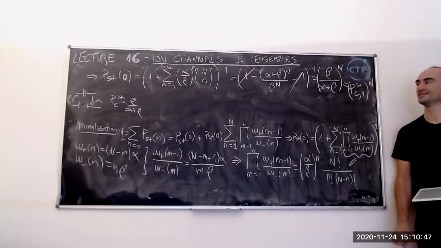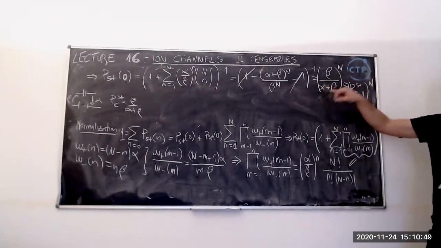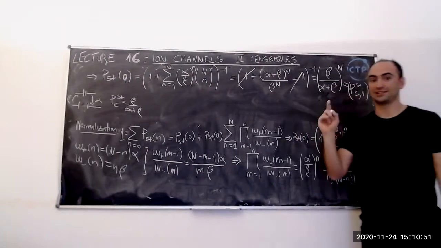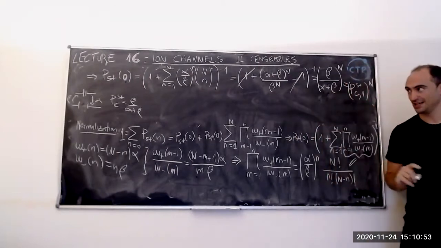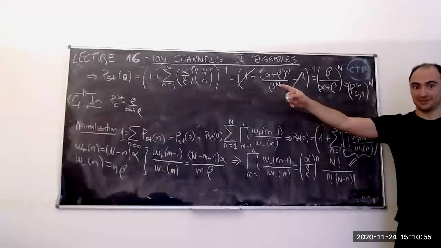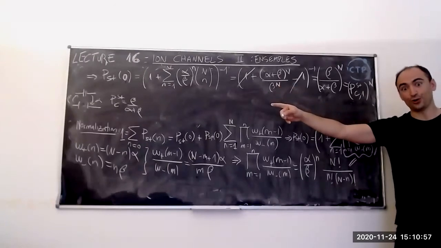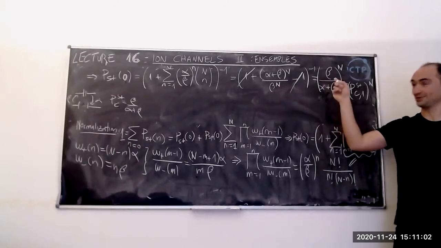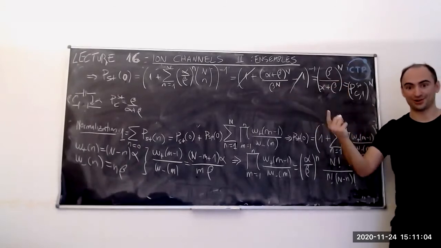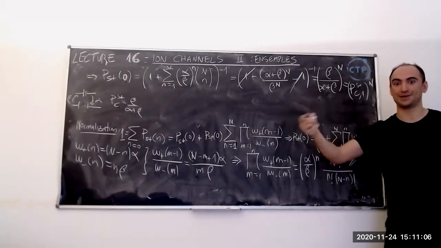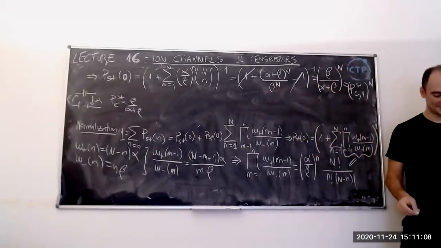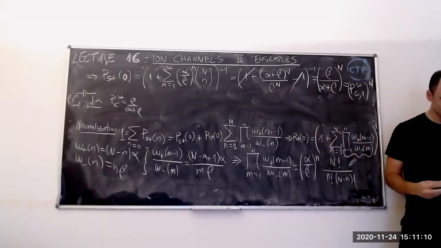Okay? Beta divided by alpha plus beta, we saw in the previous class, is the probability for a single channel to be closed. To have 0 open channels, all of them have to be closed. So this is one closed times another closed times another closed times another closed. They are independent. That's why we get this. So this makes sense.